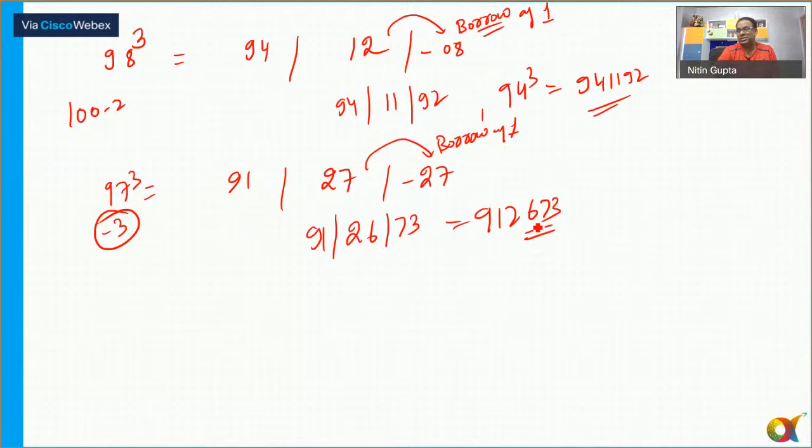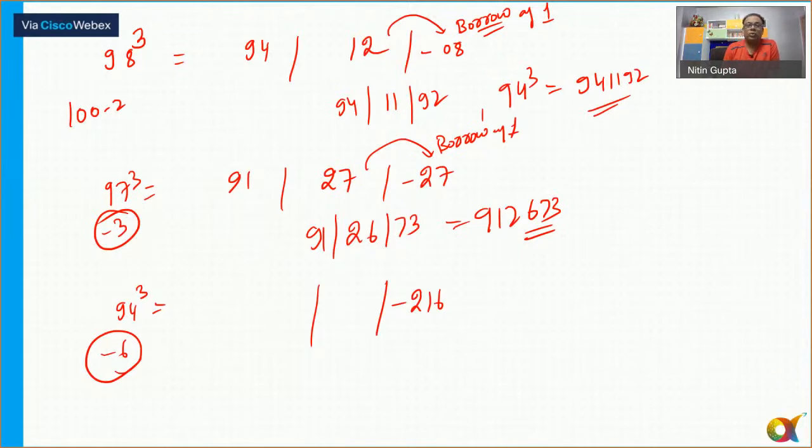Okay, 912673. Let's say if I need to calculate the cube of 94. So there is a deficit of 6, minus 6. So minus 6 cube is minus 216. Minus 6 square into 3: minus 6 square is 36, 36 into 3 is 108. I can write down 108.